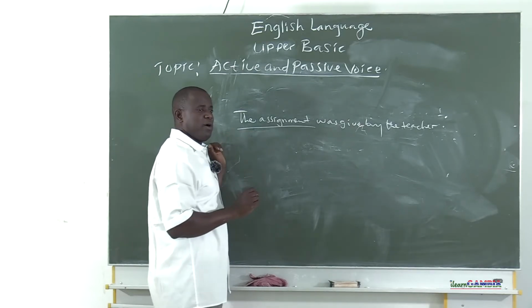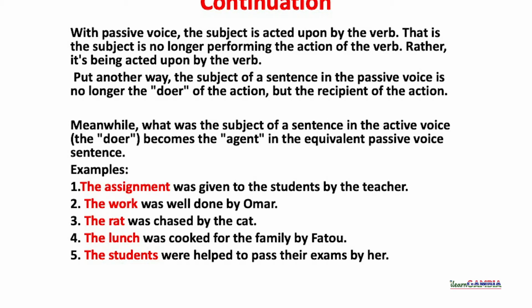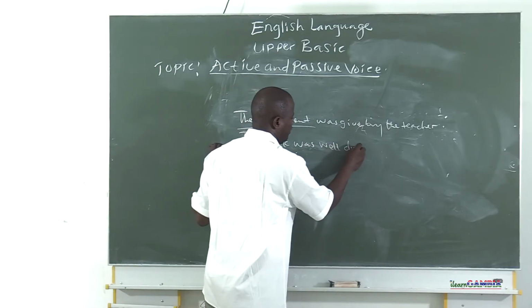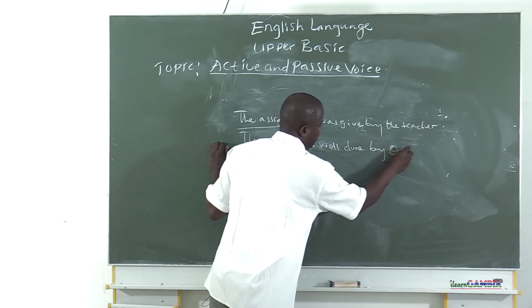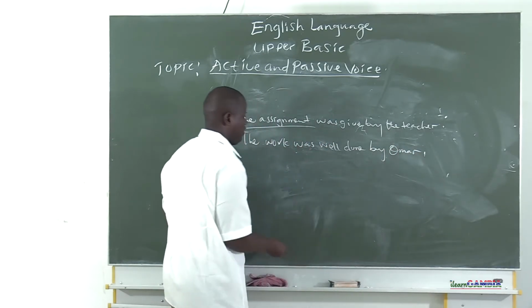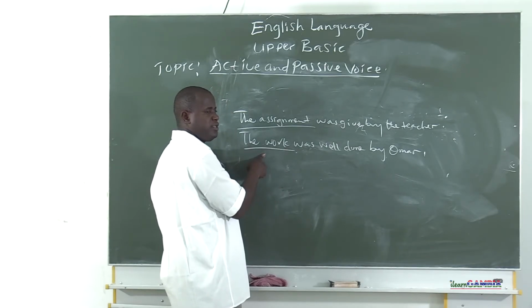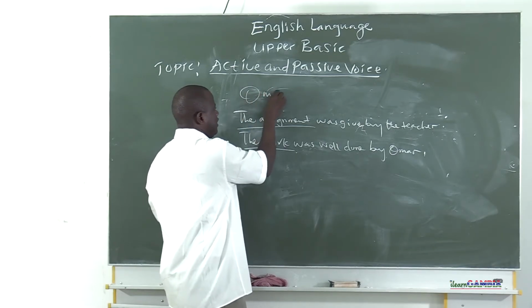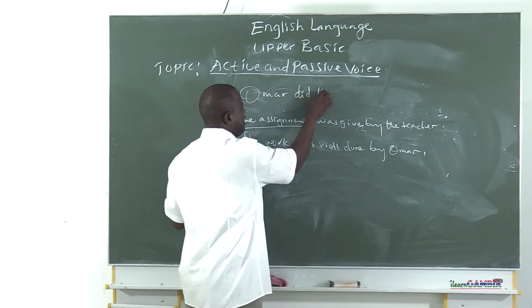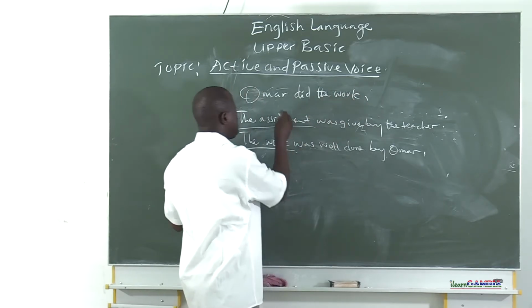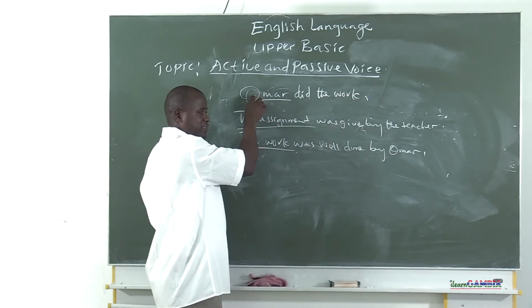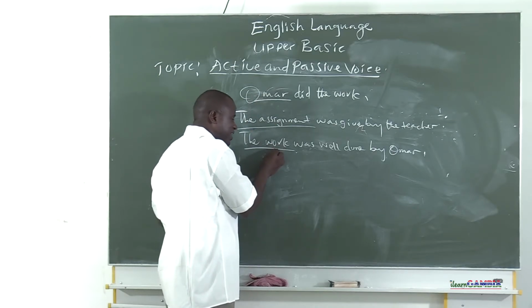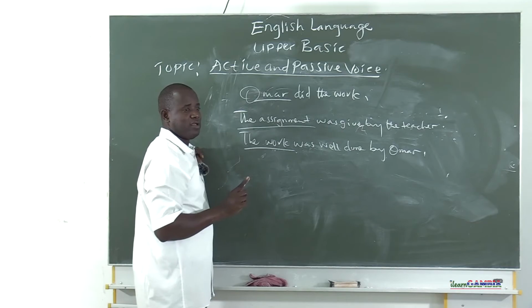So we look at the other one. The work was well done by Omar. So we look at this. This is the subject. It didn't do anything. But look at this again. Omar did the work. Here the subject did something because it's an active voice. Here the subject didn't do anything because it is a passive voice.